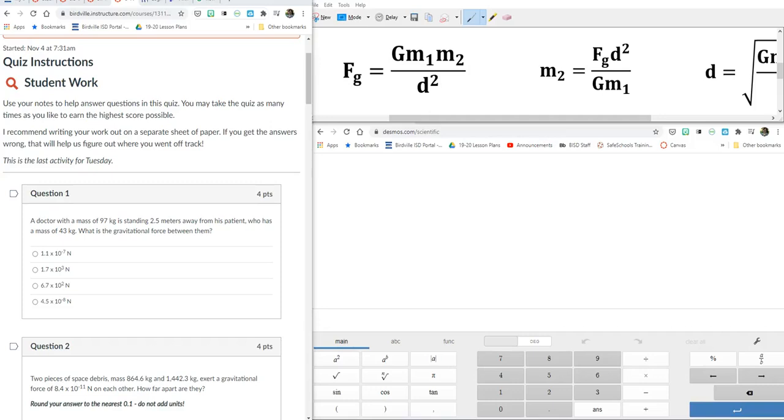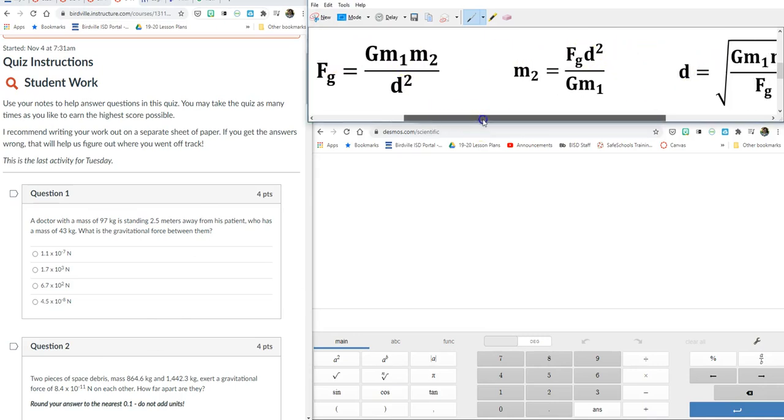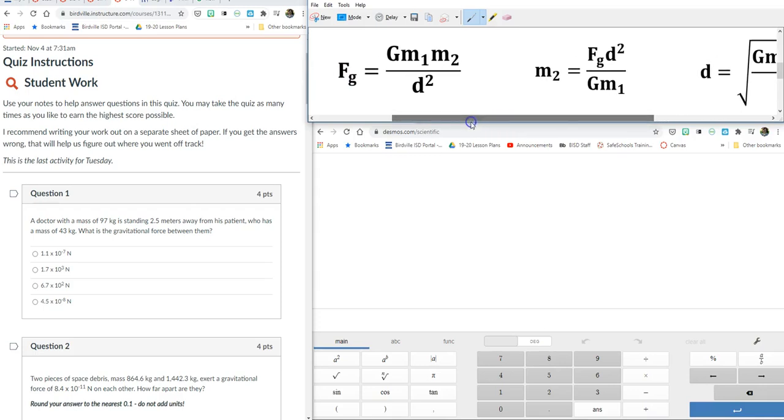All right, in this video, I'm going to walk through a few more examples. I'm actually going to go through the gravitational force calculations quiz from Tuesday, November the 3rd. I'm not going to go through the entire quiz, not every single question, but I will go through a few examples. You can also see that I have my equations handy.